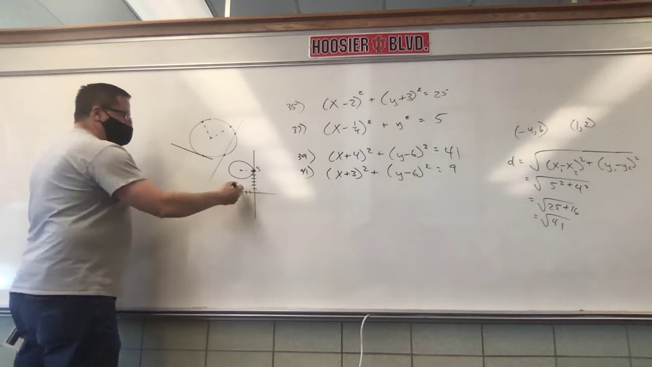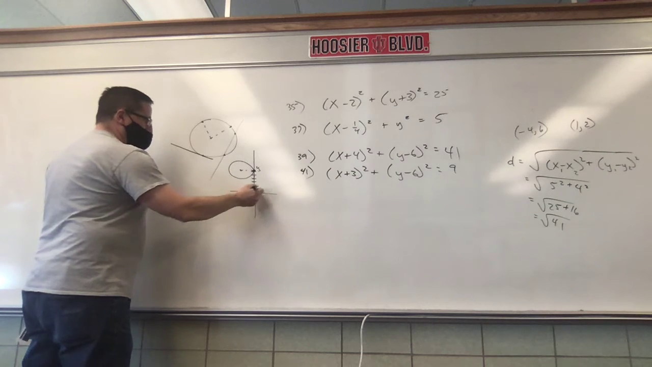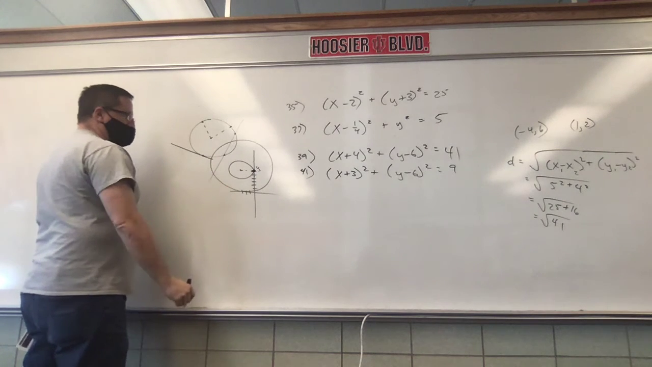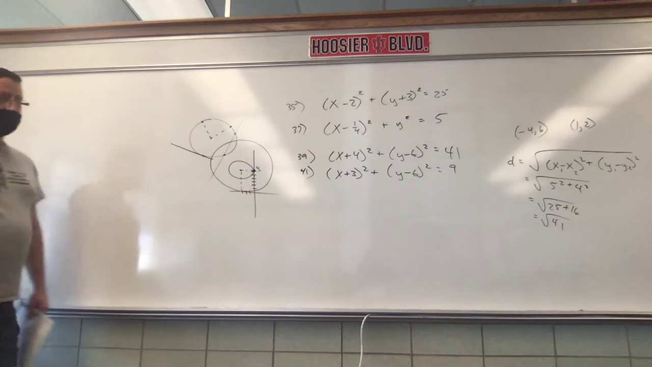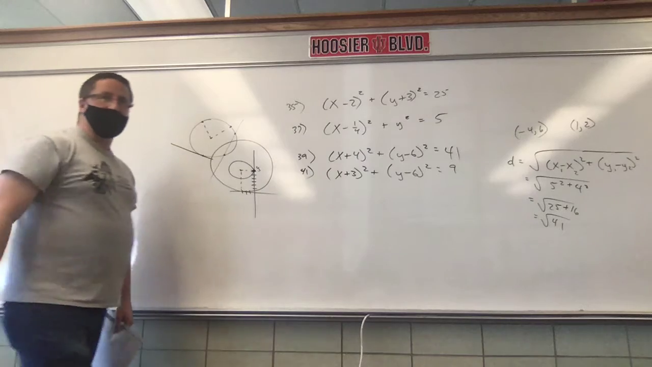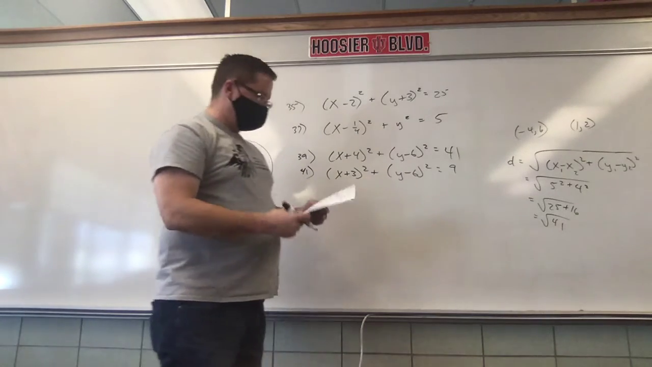Now, how about if it was tangent to the x-axis? Then it would look more like this. Then what would the radius be? It wouldn't be 3. It would be 6. See, that equals 36. So if you draw a picture, that's actually not that bad.